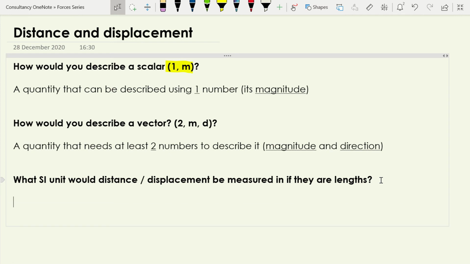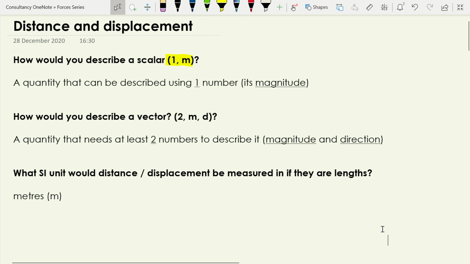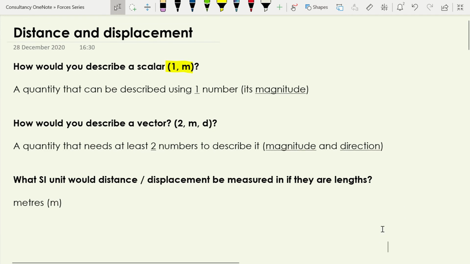So what SI unit would distance and displacement be measured in if they are lengths? For all lengths, the SI unit is meters, or m for short. Can we measure it in centimeters, kilometers, all the rest of it? Yes, of course we can. But if we're going to put it into an equation, the standard unit for that is meters. Okay, so that's where we left off last time.